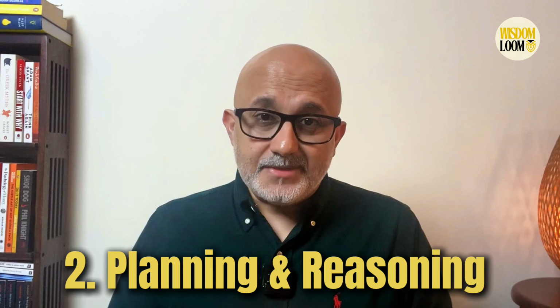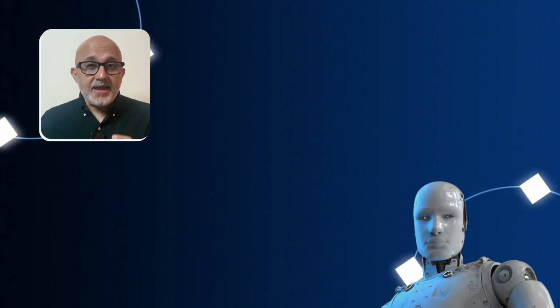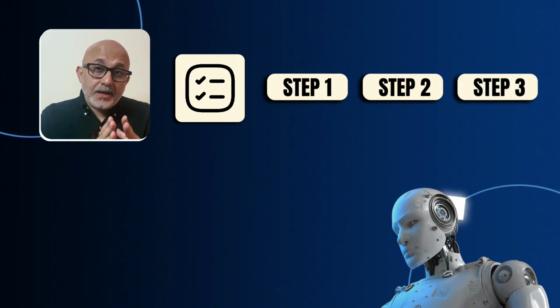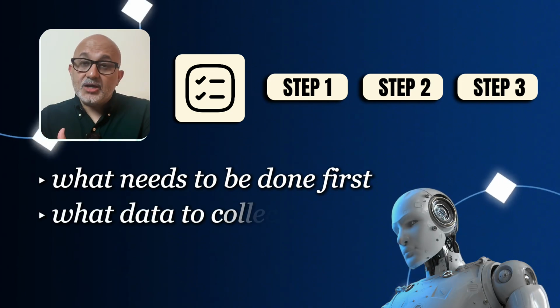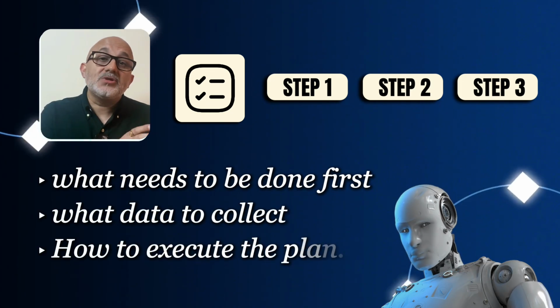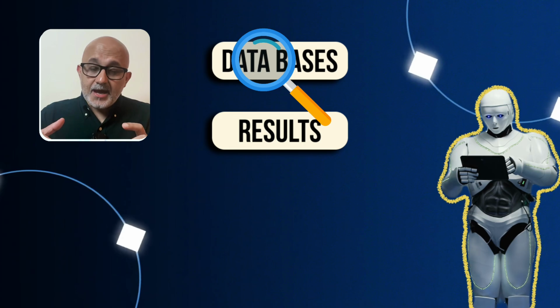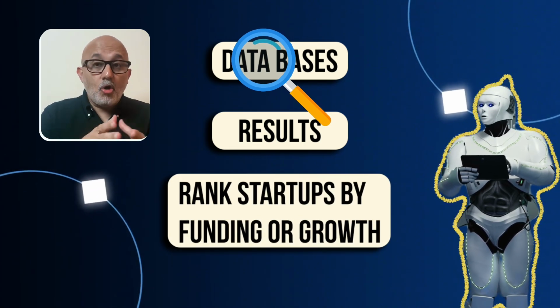Number two, planning and reasoning, which is the strategy. Once the goal is set, the AI agent breaks the task into smaller steps. It's also figuring out what needs to be done first, what data to collect, and how to execute the plan. For example, first it searches databases, then filters results, and finally it ranks startups by funding or growth.